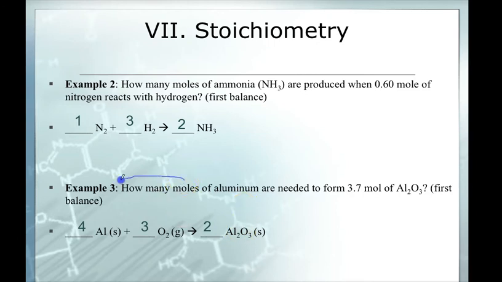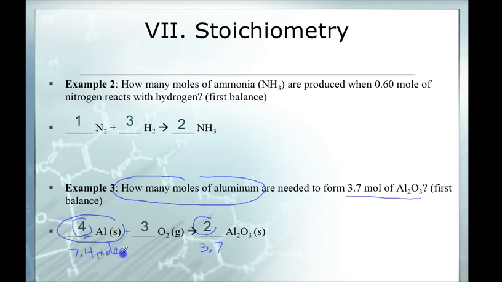So let's see. It's saying how many moles of aluminum. Now it says aluminum, not aluminum oxide, so this is the aluminum, are needed to form 3.7 moles of aluminum oxide. So here's what we're doing. We're changing this from a 2 to a 3.7. And here are the two coefficients, a 4 to 2. Again, notice how the aluminum is always twice the aluminum oxide. So whatever we change this number to, this is going to be double that. So doubling 3.7 would give you 7.4 moles of aluminum. And these are two very good examples of mole-to-mole problems.